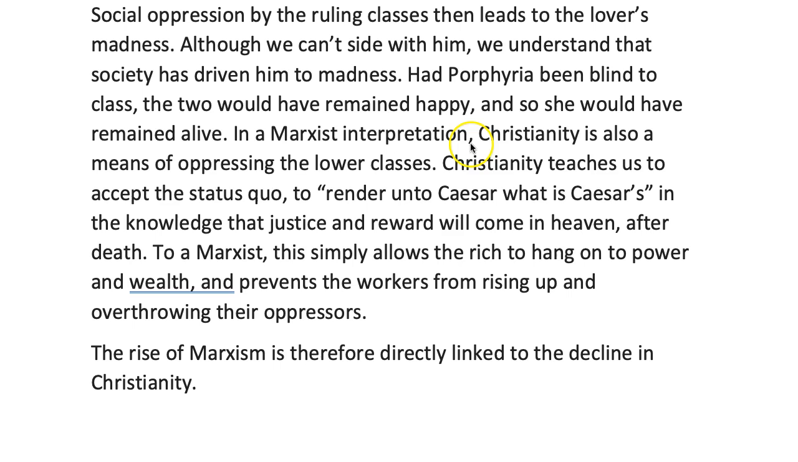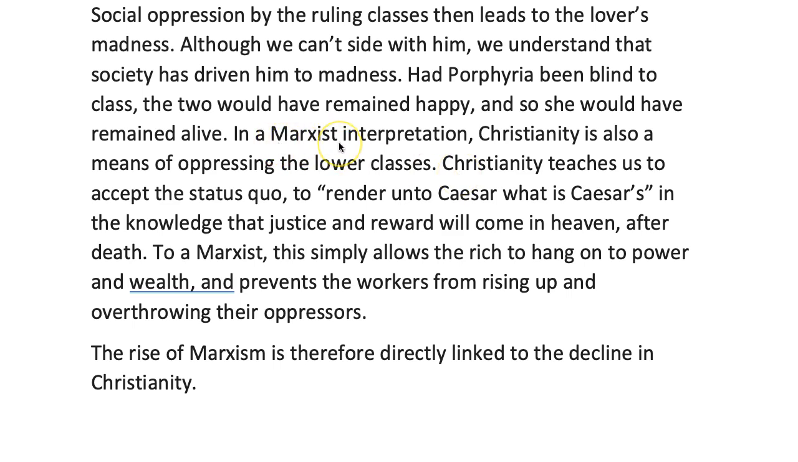In a Marxist interpretation, Christianity is also a means of oppressing the lower classes. Christianity teaches us to accept the status quo. That means how things are now. Jesus told his disciples to render unto Caesar what is Caesar's. In other words, he said to them, don't spend your time rebelling against the Roman occupation, just put up with it because you'll get your reward in heaven. Well, this is a political message, isn't it? It says to Christians, look, put up with society as it is, because that's not really what your life is about. Your life is about behaving in a Christian way and making sure your soul gets to heaven for eternity.